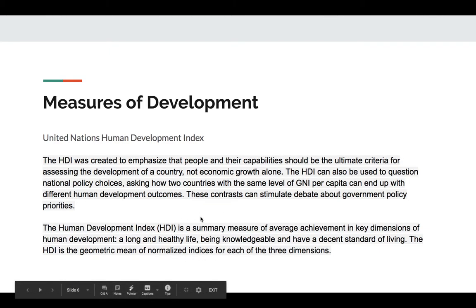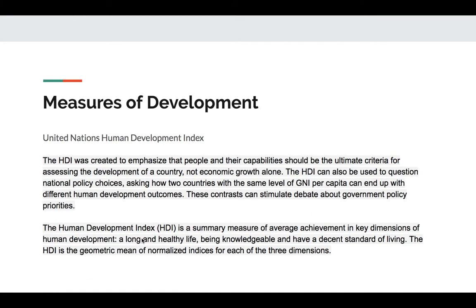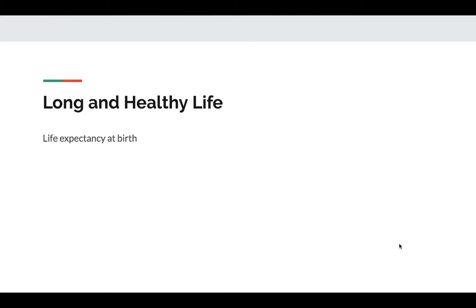This is the overall measure of HDI. It says that it's a summary measure of average achievement in 3 key dimensions: long and healthy life, being knowledgeable, and having a decent standard of living. What this looks like. Long and healthy life is pretty simple. This is just life expectancy at birth. When we dig into this a little bit later, you'll also see that there's another component that takes into account maternal mortality rate, how are women being affected when they have children. But this, just for HDI, it's just how long is a person in a particular country expected to live when they're born.